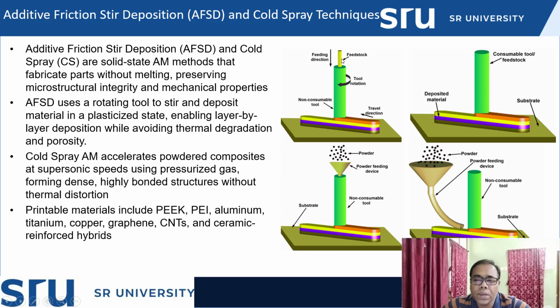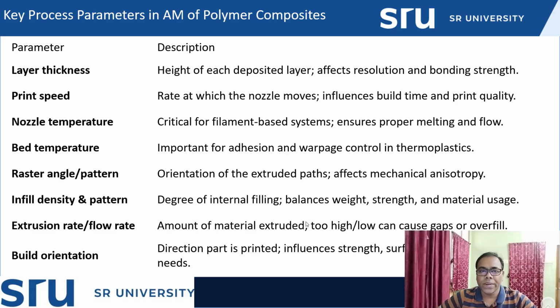Sometimes we can change the materials layer upon layer also. For one layer, one feedstock will be supplied, for another layer, another feedstock material will be supplied. In this way the printing of the material will take place, and the binding phenomenon will take place. Now we will discuss the key process parameters of additive manufacturing of polymer composite material.